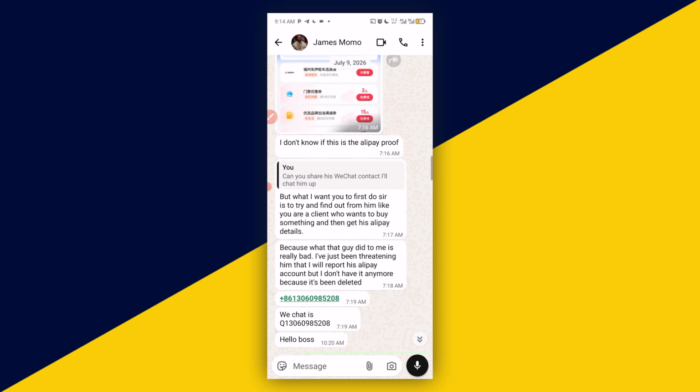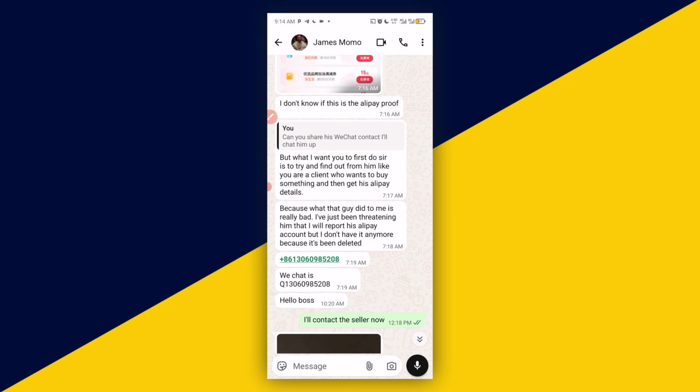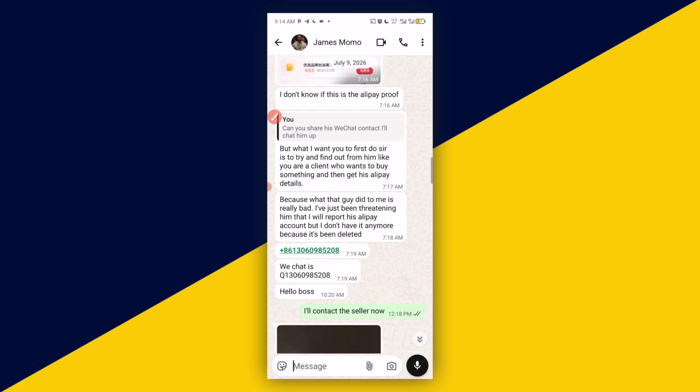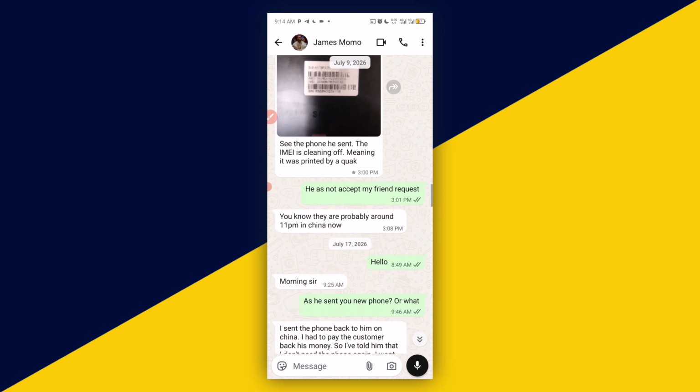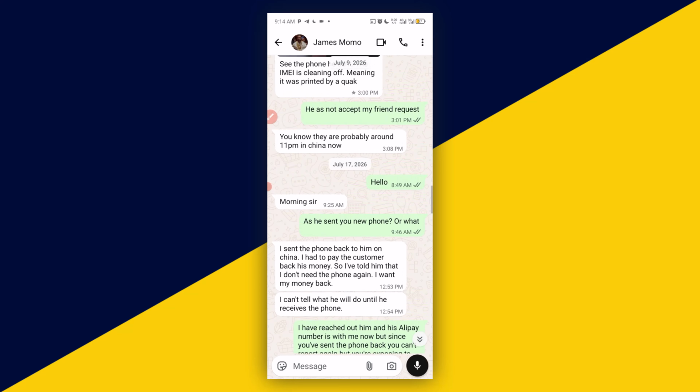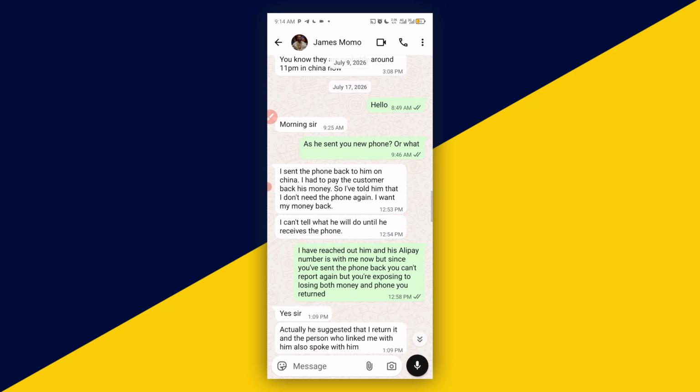Now, let's go ahead. And this is the seller's WeChat detail right here. I even reached out to the seller, and I will show you my chat with the seller on my WeChat. So this is the phone that was sent and everything. Now, this person here sent out the phone to China. You can see the message right there. I sent the phone back to him in China.